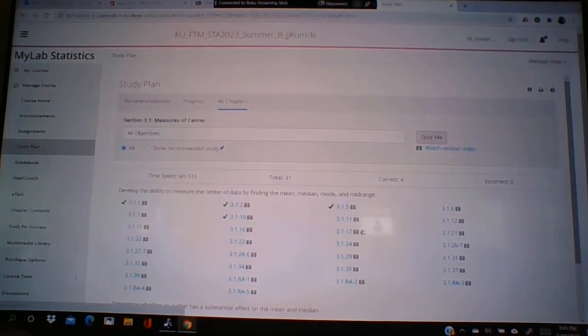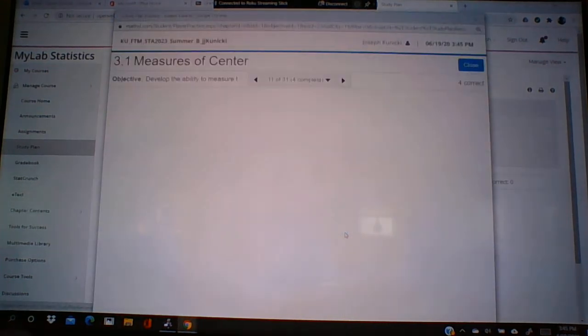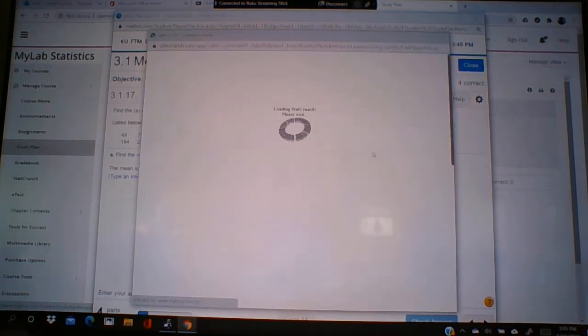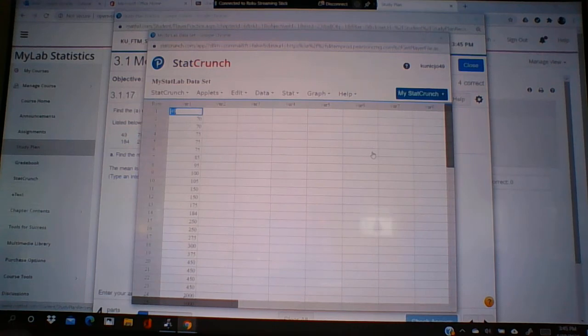We'll start with problem 3.1.17. It says find the mean, median, mode, and mid-range. So the icon next to the number 175, if I open that, you see it says open in StatCrunch. So I press that, and there's the data in variable, first column, VAR1. So all the data is automatically entered.